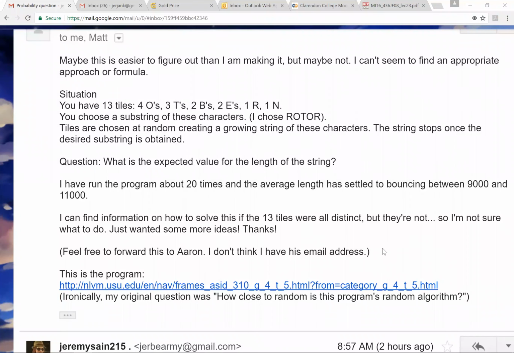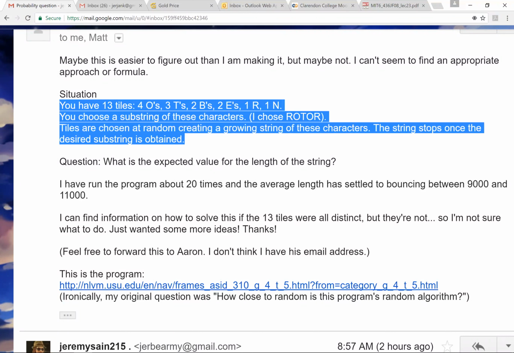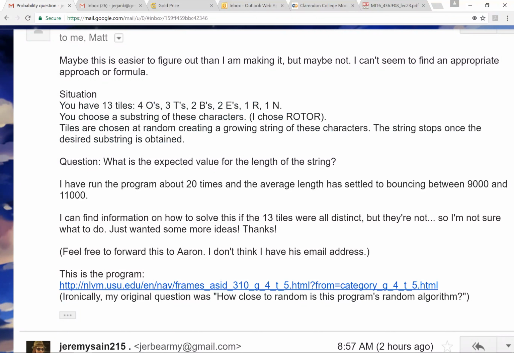Okay, this video is in response to a question a friend of mine asked me. So I have the question here in front of me. She says, take 13 tiles, and gives particular ones, and choose a particular string of characters, which she chose Rotor, which is an excellent choice. Good movie.